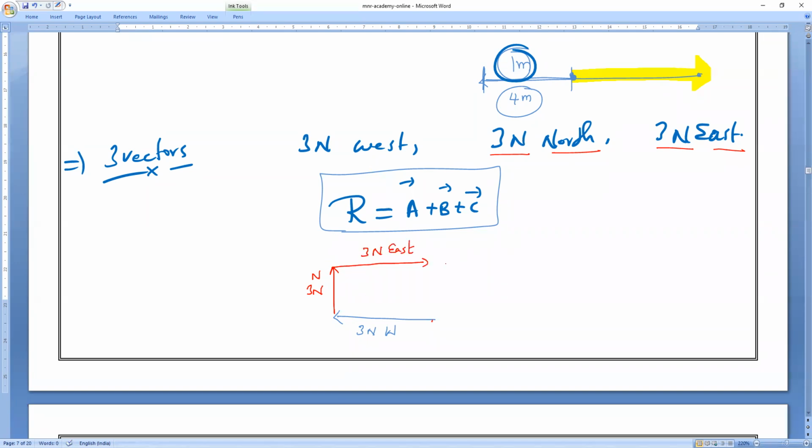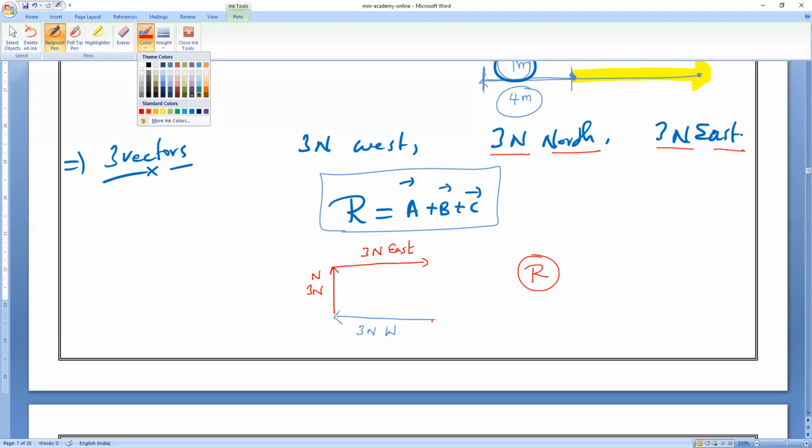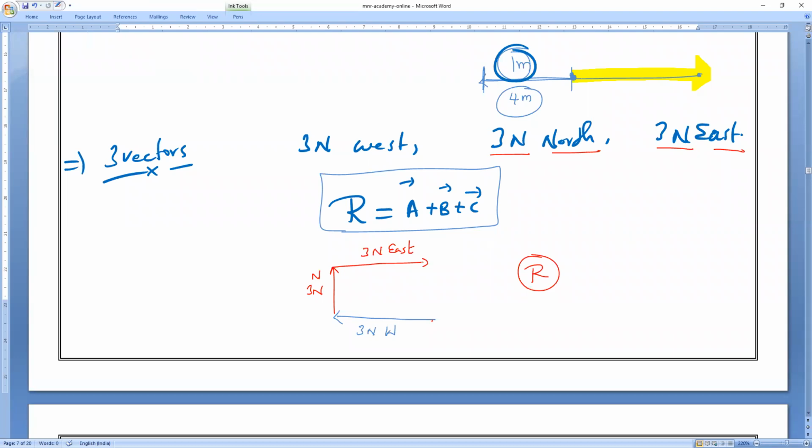Now they are asking, what is the resultant? So I want to find the resultant. It is very simple. Join the tail of the first vector and the head of the last vector. So what is the resultant force? All of you respond. The resultant force is equal to A plus B plus C, which is 3 plus 3 plus 3, which is equal to how much? 3 newtons.